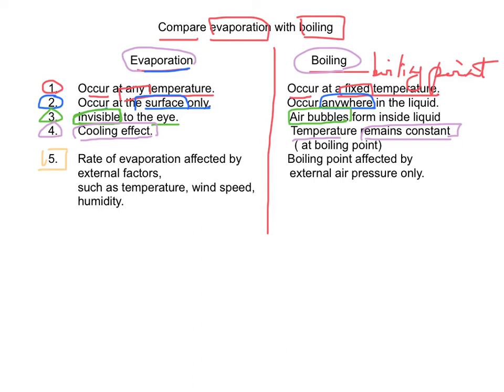Fifth, the rate of evaporation is affected by external factors 外在因素 such as temperature change, wind speed, and humidity. However, the boiling point is only affected by external air pressure. When the external air pressure is equal to 1 atm, the boiling point of water, for example, would be 100 degrees Celsius.